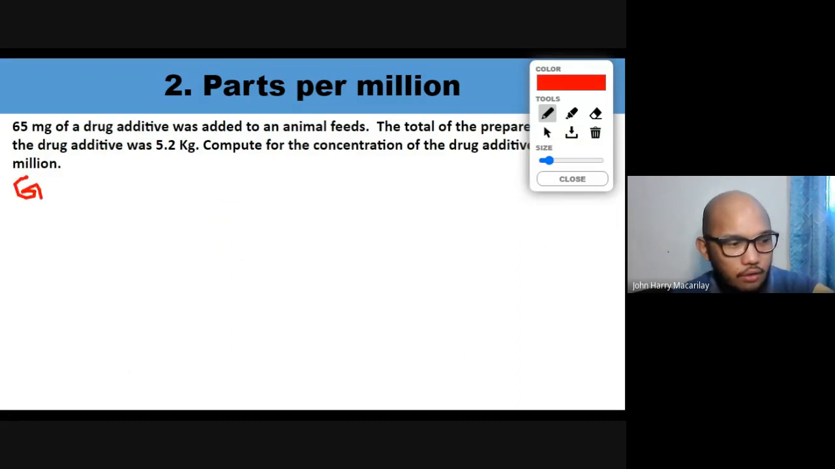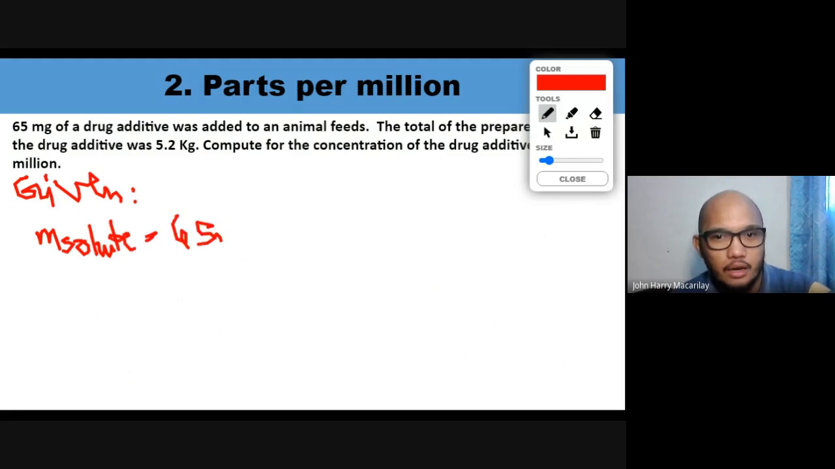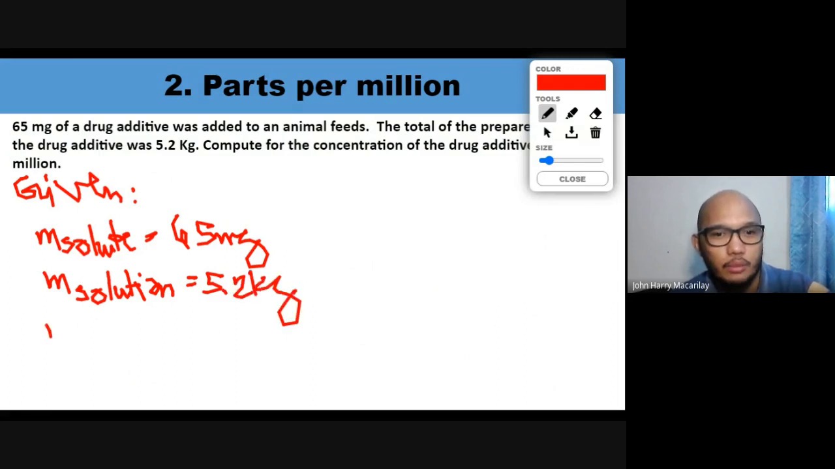We have the given. The mass of the solute is 65 milligrams, and the mass of the solution is 5.2 kilograms. And the ppm is what we are trying to determine. Before we determine the parts per million, we have to make sure that your mass of solute and mass of solution have the same unit. So let's try to convert this one into kilograms.